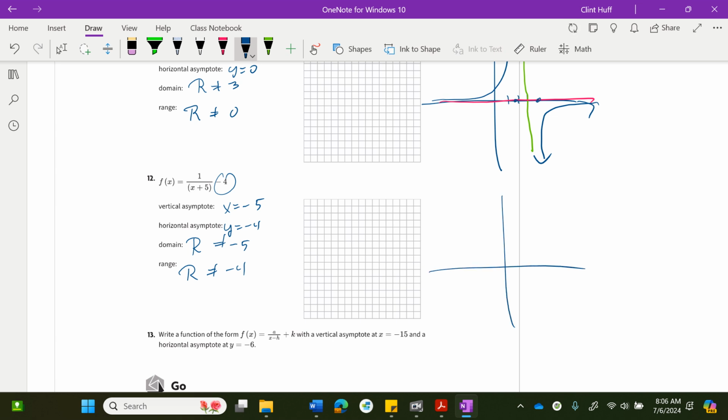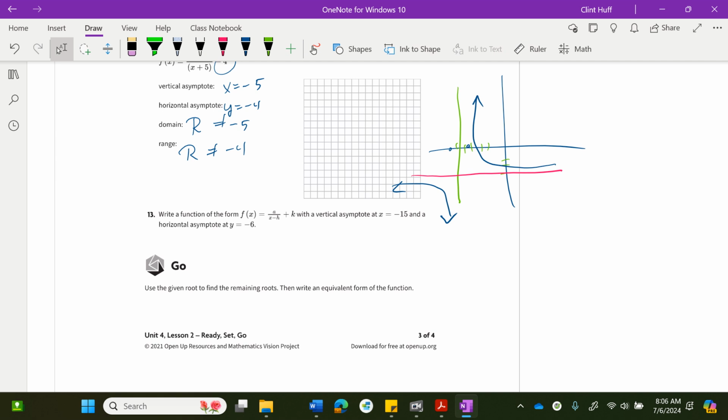So I come over here, my vertical asymptote is at negative 5. So 1, 2, 3, 4, 5. There's my vertical asymptote. My horizontal asymptote is at negative 4. 1, 2, 3, 4, we'll call it. Let's go down in here. And I have no negative sign here, so my graph is coming up the asymptote on that side, down the asymptote on this side. Again, test a value a little bit to the left and right of the asymptote.